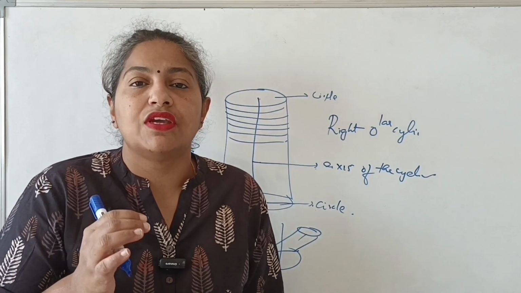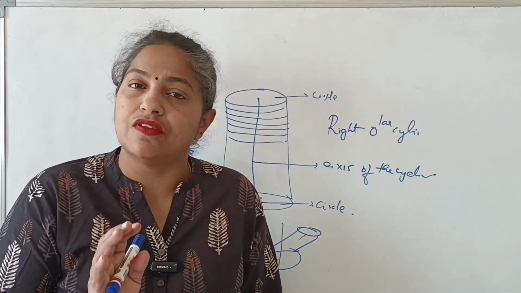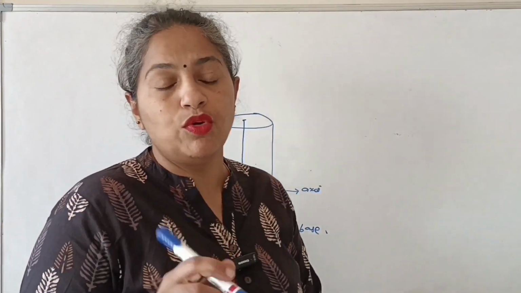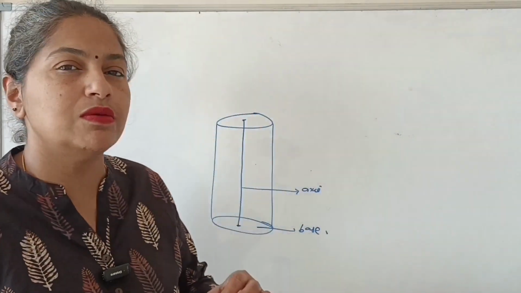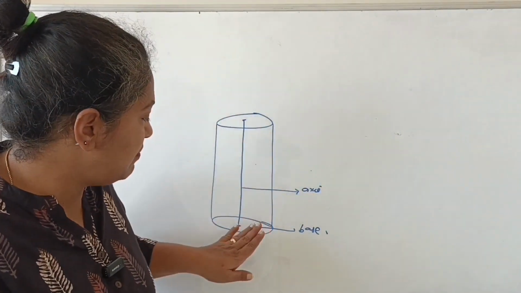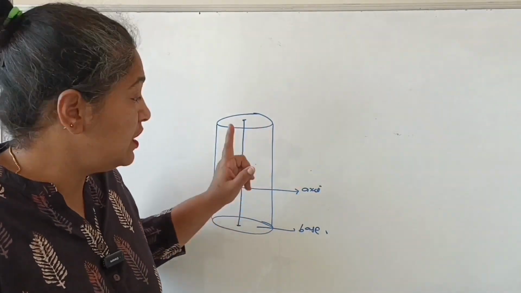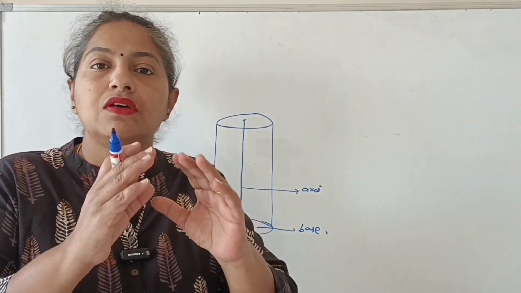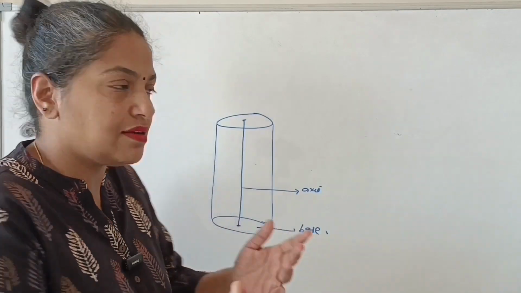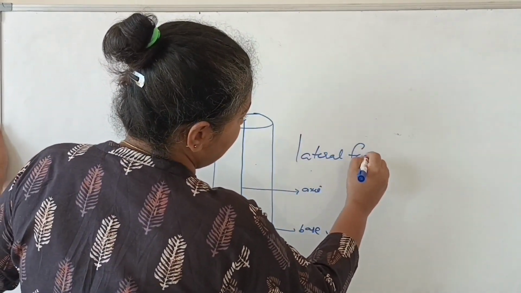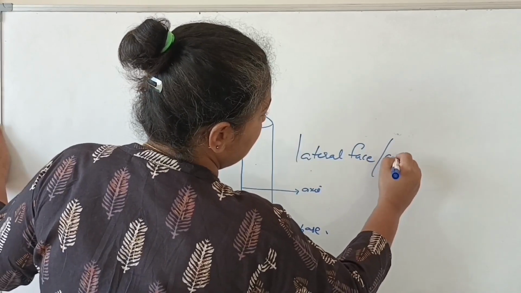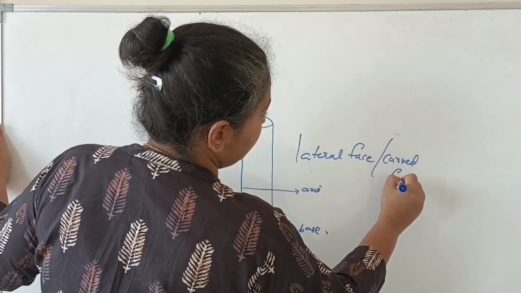Now let us try to find out the total surface area of the cylinder. Before moving on to finding the area of the right circular cylinder, we have a few more terms to discuss. So here you have a base, here you have the top face, here you have the curved face. Now the curved face is also called a lateral face. So lateral face is synonymous with curved face.